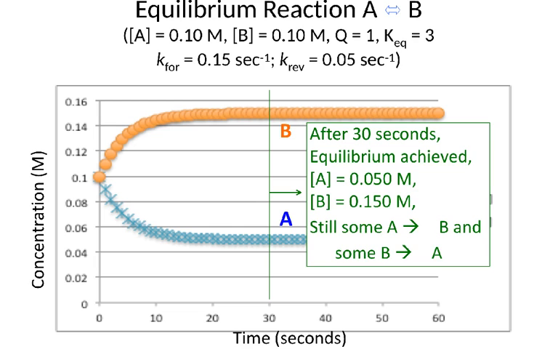And we can look at the graph for that. If we start with them both at 0.1, over time we're going to form more B and less A. We will have achieved a new equilibrium, and our new equilibrium is going to be where A is 0.050 molar and B is 0.150 molar. So here our Q was 1, our KEQ is 3, shift towards the products.